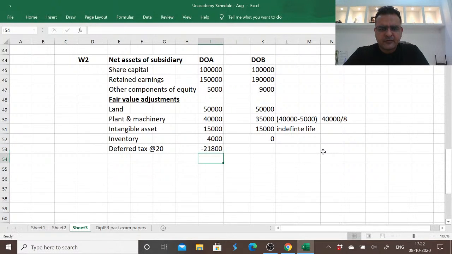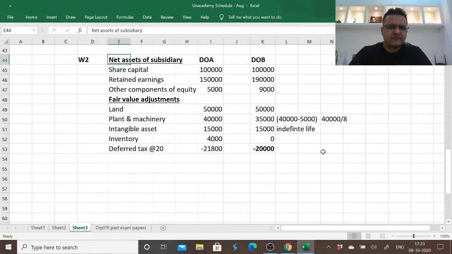109,000 will be 21,800 will be the tax, and the earnings on date of balance sheet expected are 1 lakh. So minus 20% into 1 lakh. So deferred tax liability balance on the date of acquisition is 21,800. This is the amount to be included in the balance sheet. On the face of the balance sheet, the balance will be minus 20,000. Minus 20,000 means increase in liabilities. Since we are targeting the net assets of subsidiary, that is the reason for minus. Assets are positive, liabilities are negative.